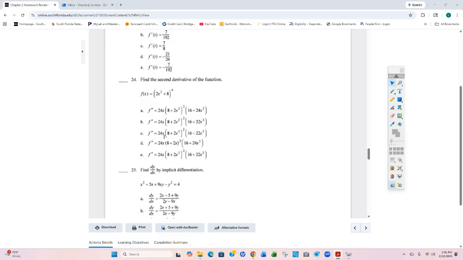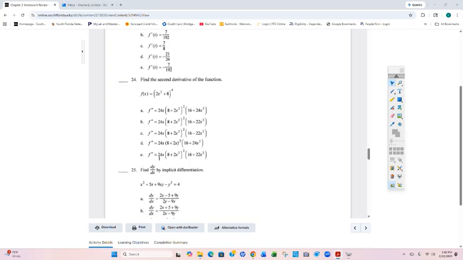C, f double prime of x equals 24x times, in parentheses, 8 plus 2x cubed, all of that to the 2nd power, and then in parentheses, 16 minus 22x cubed. D, f double prime equals 24x times, in parentheses, 8 plus 2x, all to the 2nd power, and then in parentheses, 16 plus 24x cubed.